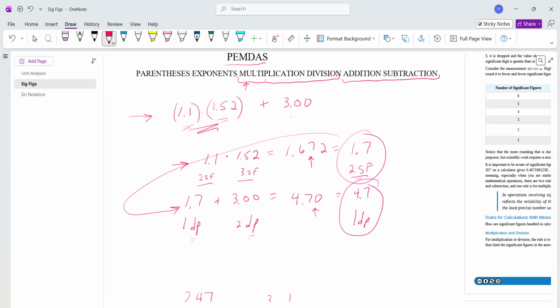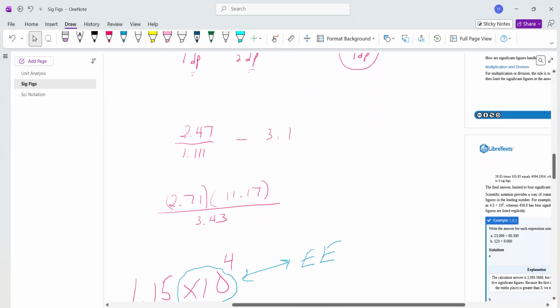Now, let's do another example. Here we have a division problem. Now, fractions and division are one and the same in all quantitative courses. A fraction is the same thing as division. You won't see this written like this.